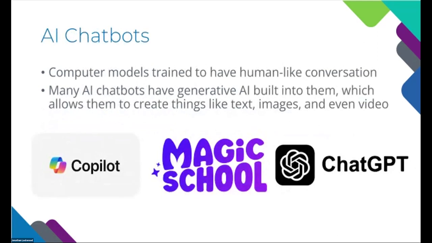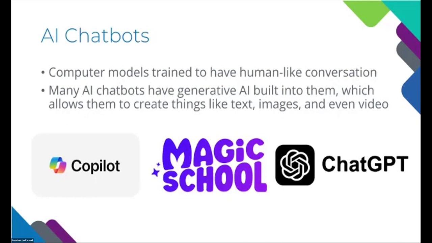So AI chatbots, if you've never heard of an AI chatbot before, AI chatbots are computer models that are trained to have human-like conversation. Most of the ones we're familiar with have some sort of generative AI built into them. So these are things that allow you to create text or images, and even video was just recently released publicly. And some of the most popular AI chatbots that we might be familiar with, Copilot is a chatbot by Microsoft.